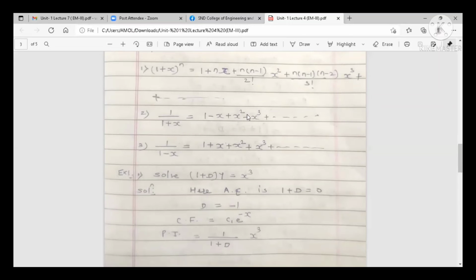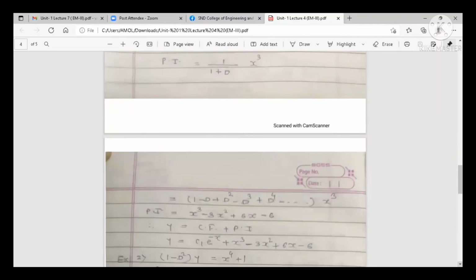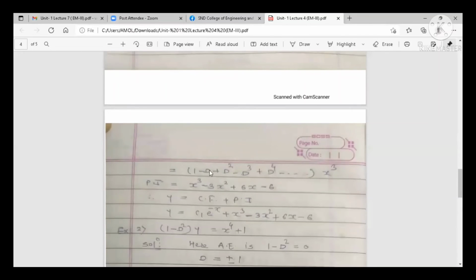So you can use the series of 1 upon 1 plus x here, and you just replace x in this series by D. You write only D here in this series because your term is 1 plus D. And so the series is 1 minus D plus D square minus D cube and so on. And your function f of x is x cube here.